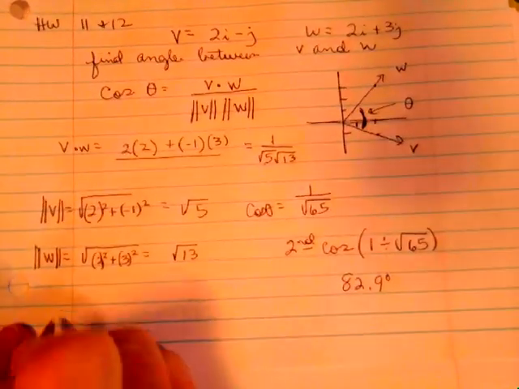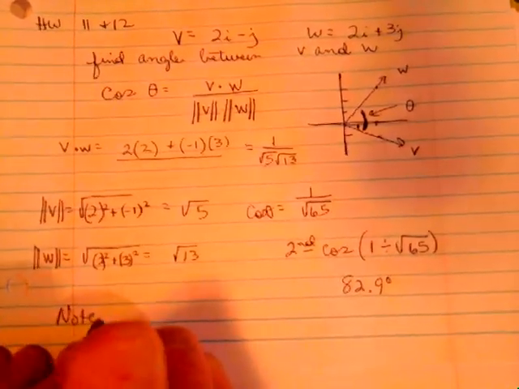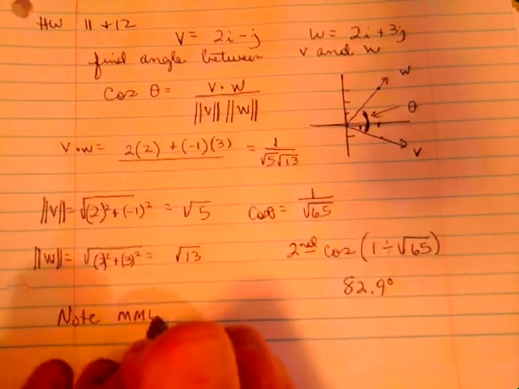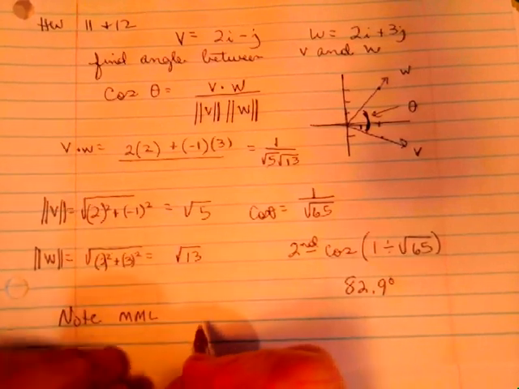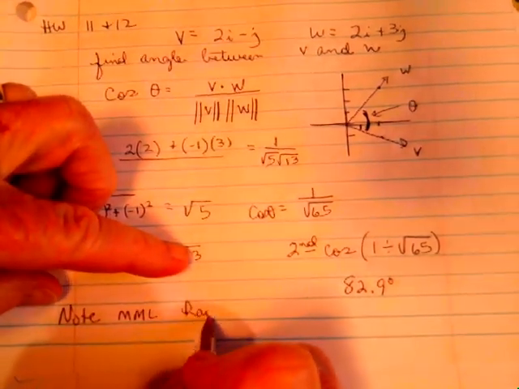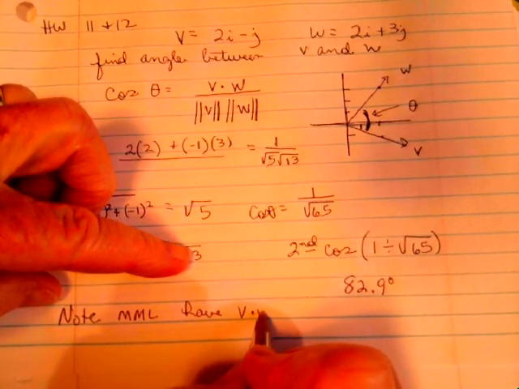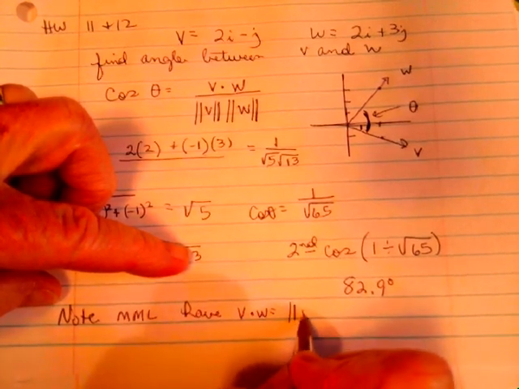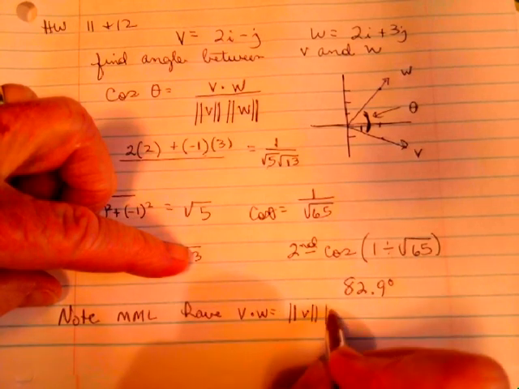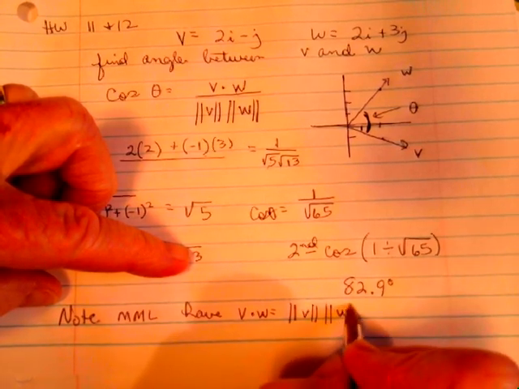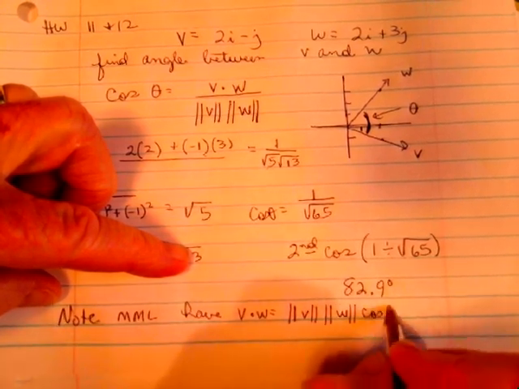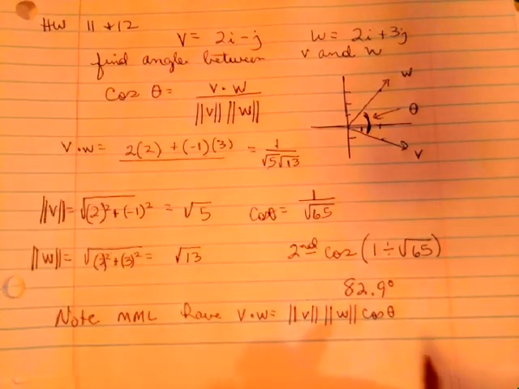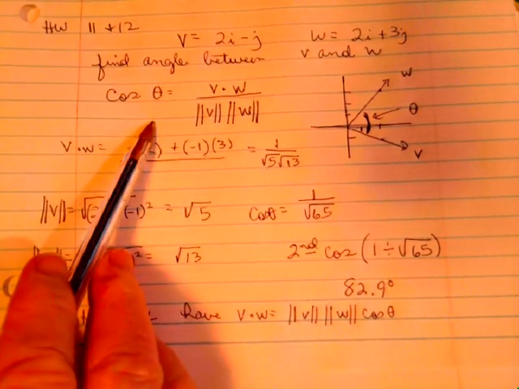One little note. My math lab may have the formula written as v dot w equals the magnitude of v times the magnitude of w times the cosine of theta. I don't know why they write it that way, but it's the same as what I have up here.